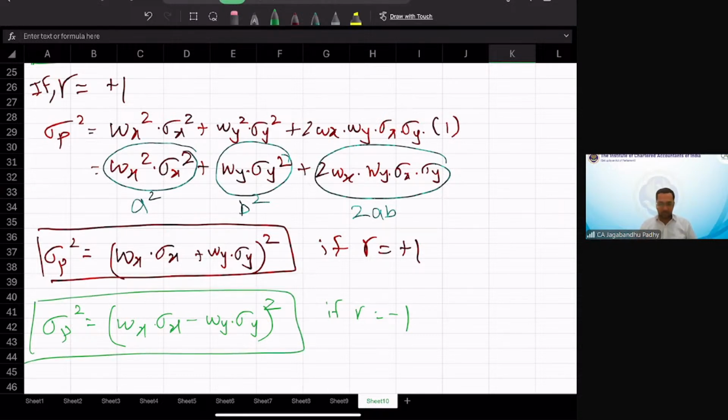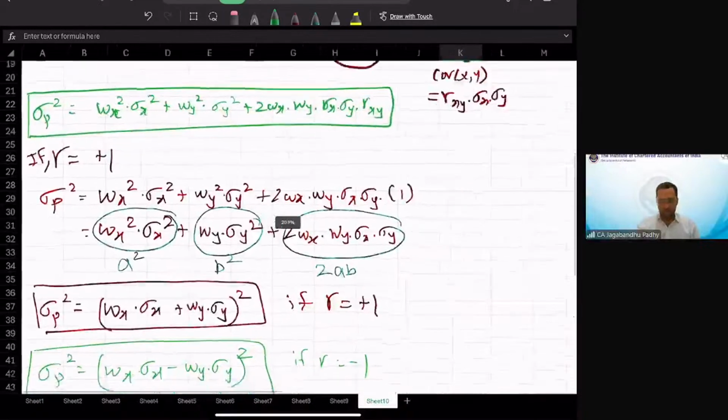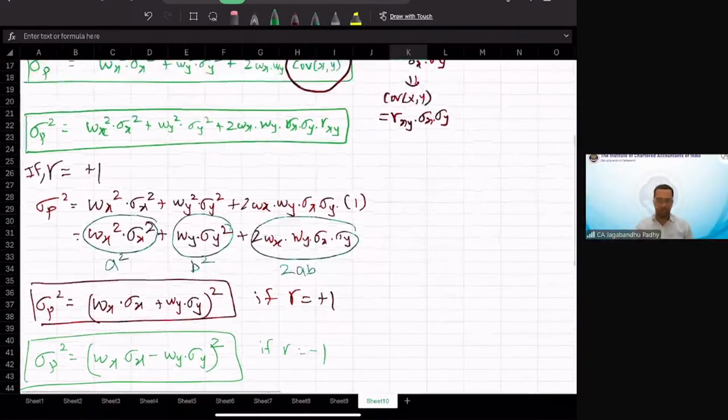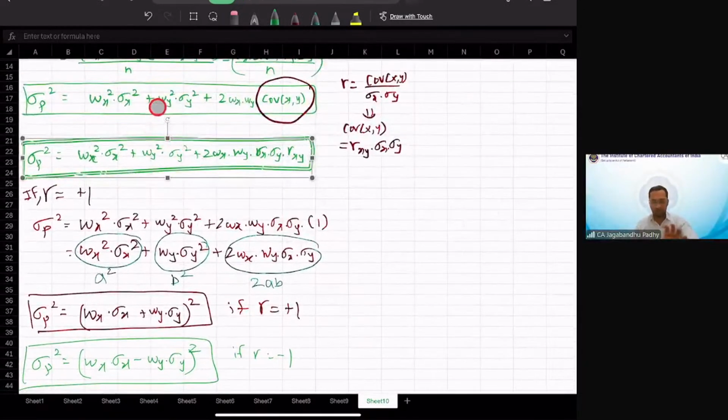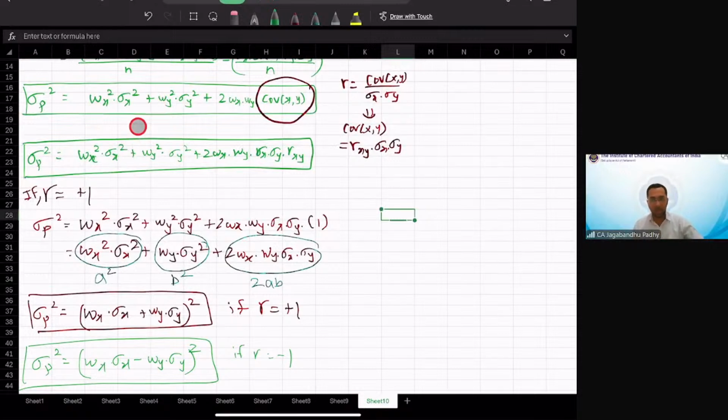Got it, guys? So the original formula is the first two. These two are the original formula. And if you take R as 1 or -1, then you can shorten the formula by simply using these two formulas, any of these two. If your correlation is +1, you use the first formula. If your correlation is -1, you can use the second formula.